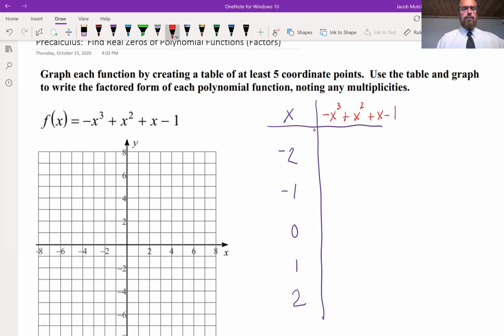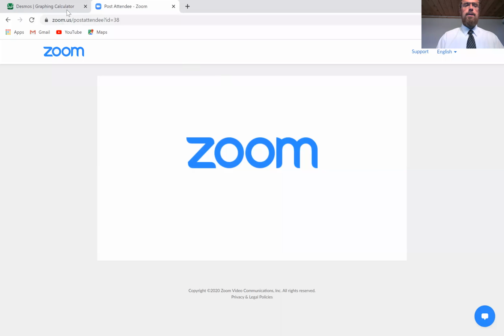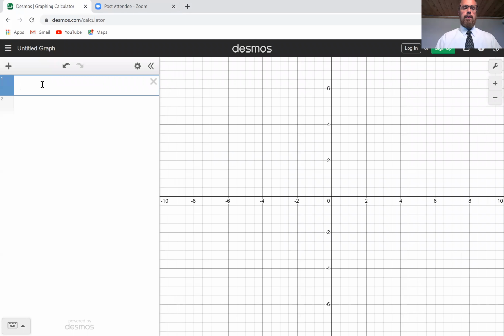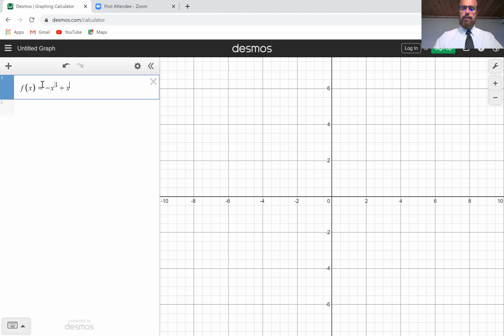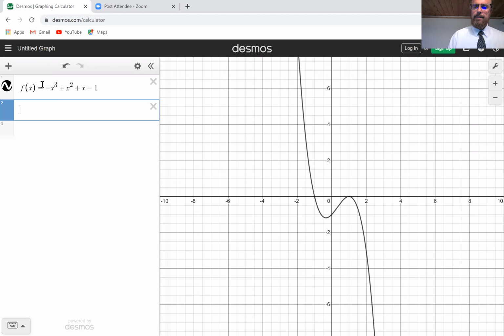I'm going to choose to go to the graphing calculator because I want to see some stuff there in addition to just grabbing a table of values. So I'm going to head over to desmos.com. And I'm going to start by just inputting that function. So that's f of x equals -x to the power of 3 plus x to the power of 2 plus linear x minus constant 1. And I can see my graph there.